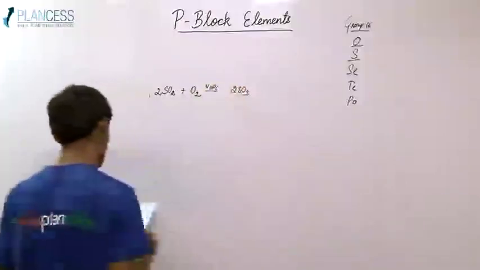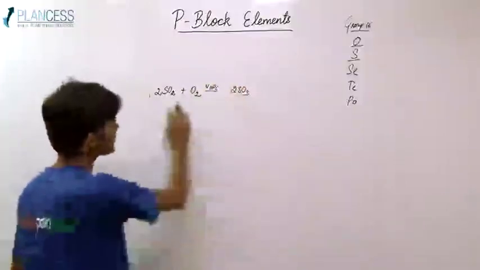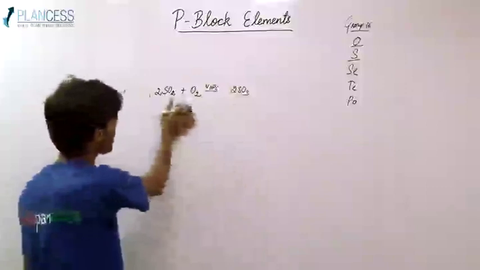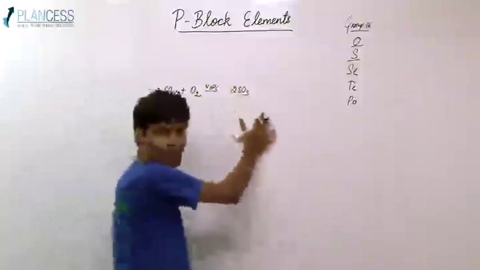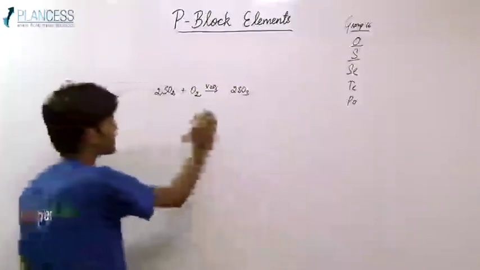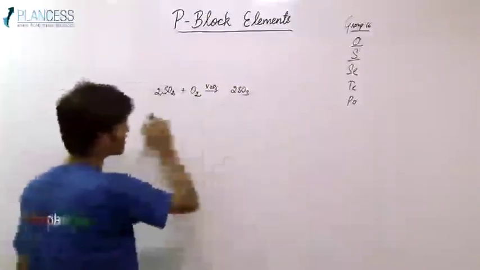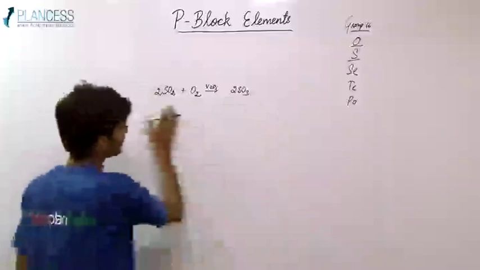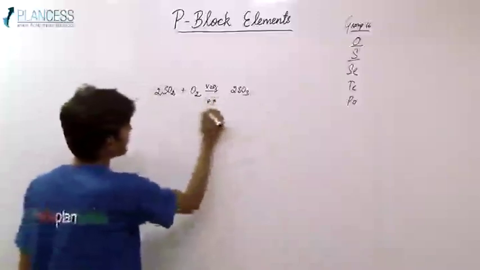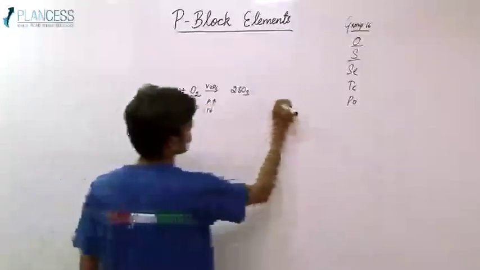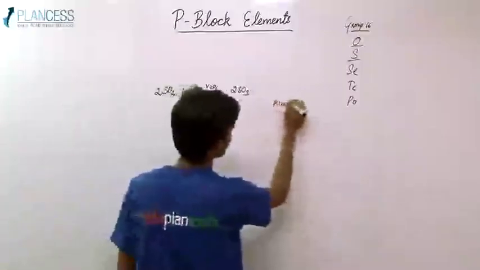This reaction is exothermic and reversible. There are 3 gaseous molecules on the reactant side, and only 2 gaseous molecules on the product side, so there is a decrease in volume. So this reaction will be favored in the forward direction if pressure is high and temperature is low, because we know by the gas law PV equals nRT.